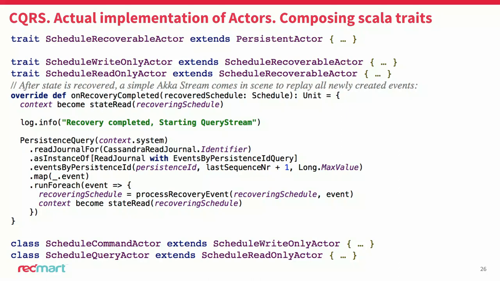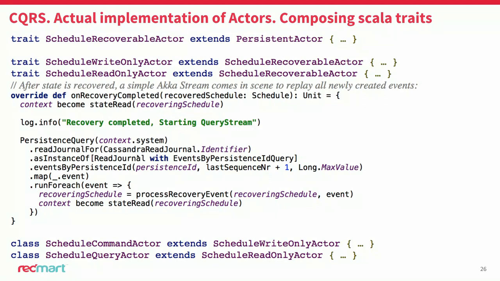This piece of code, for the read-only actor, is actually from Akka Streams. Read-only actors are very small; everything you can see is here. When recovery completes from the underlying recoverable actor, it constructs, with its Akka Streams code, the stream from our Cassandra read journal, which replays these messages from Cassandra to our schedule instance.